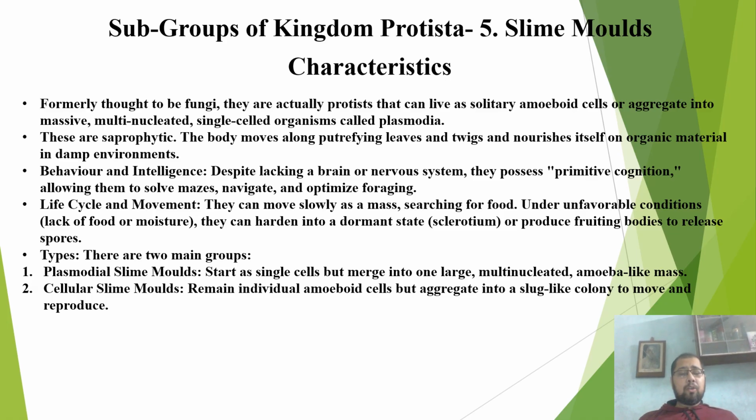There are two main groups of slime molds: plasmodial slime molds, which start as single cells but merge into one large multinucleated amoeba-like mass, and cellular slime molds, which remain individual amoeboid cells but aggregate into a slug-like colony to move and reproduce.